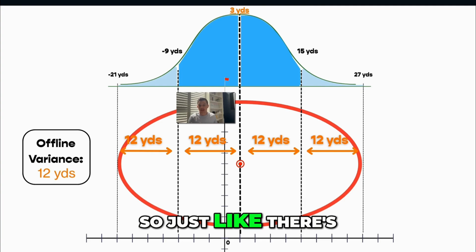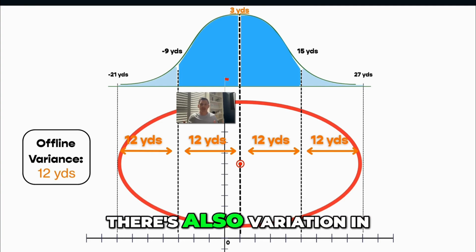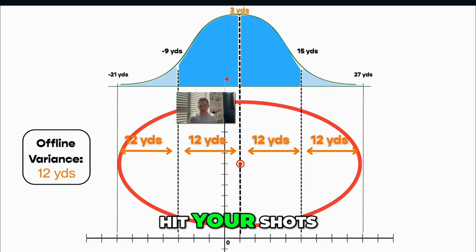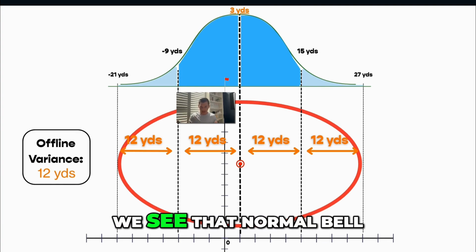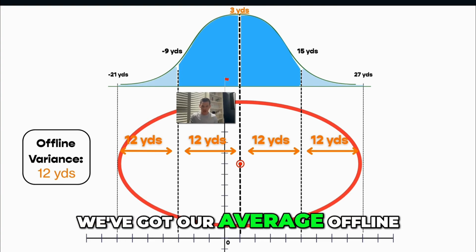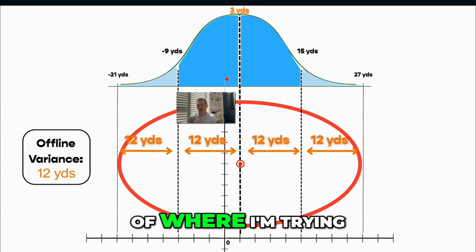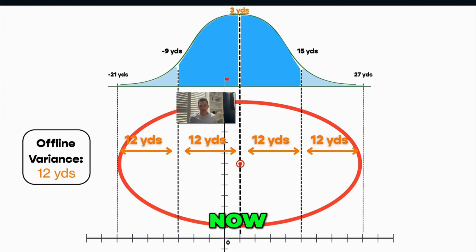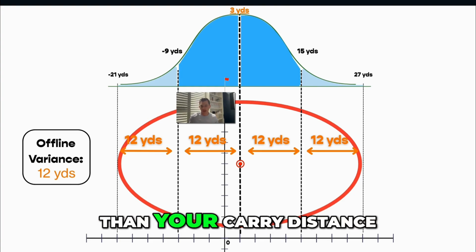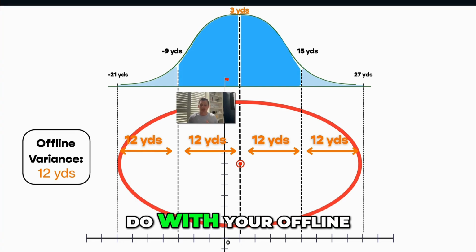So just like there's variation or misses in your distance control, there's also variation in how far left and right you hit your shots. And again, we see that normal bell curve where in the middle, we've got our average offline, which we talked about before. That's 3 yards. So every time I hit a shot on average, it's going to land about 3 yards right of where I'm trying to hit it. Now, typically your offline miss is a little bit bigger than your carry distance. Hopefully, you've got a little bit better distance control than you do with your offline.